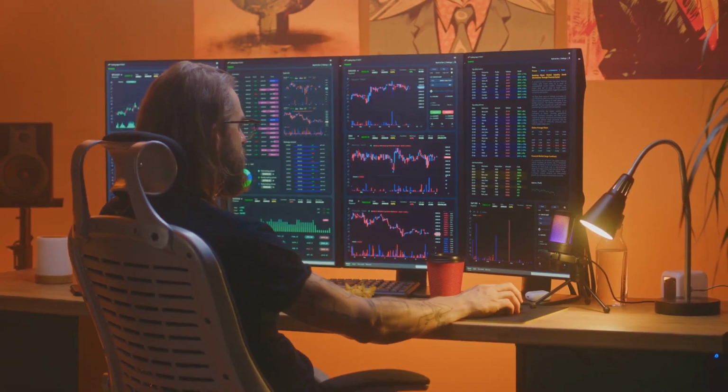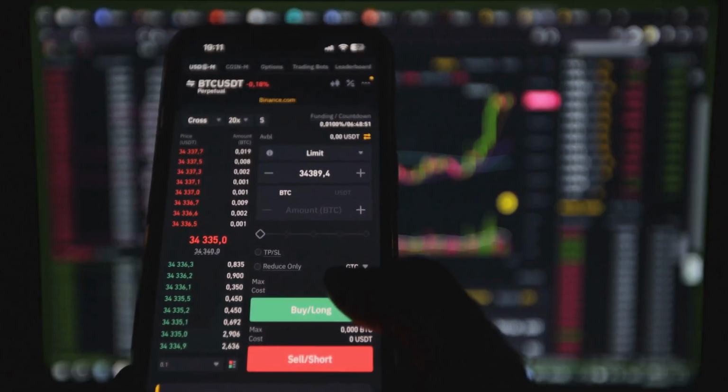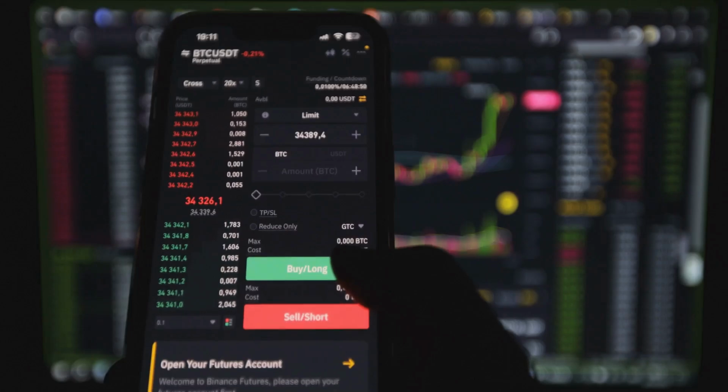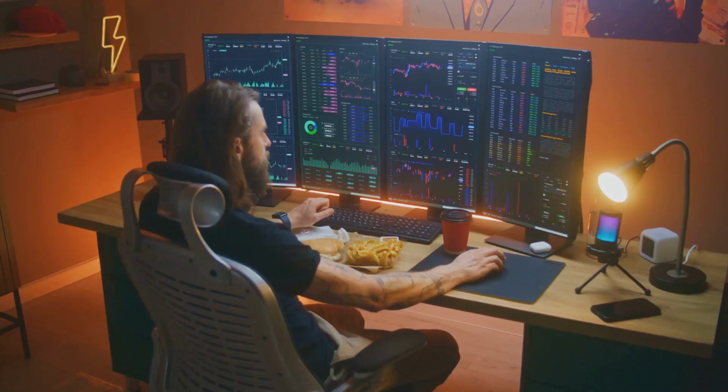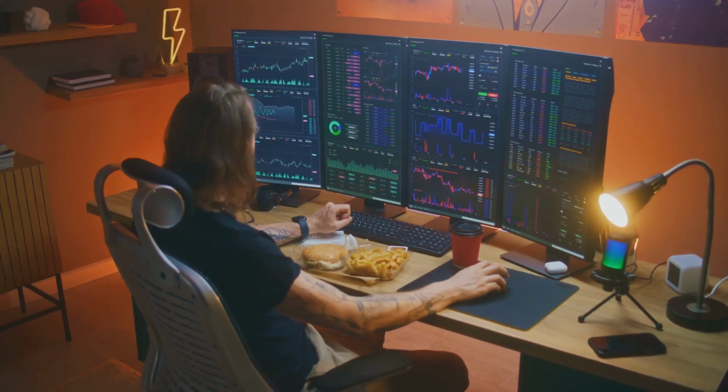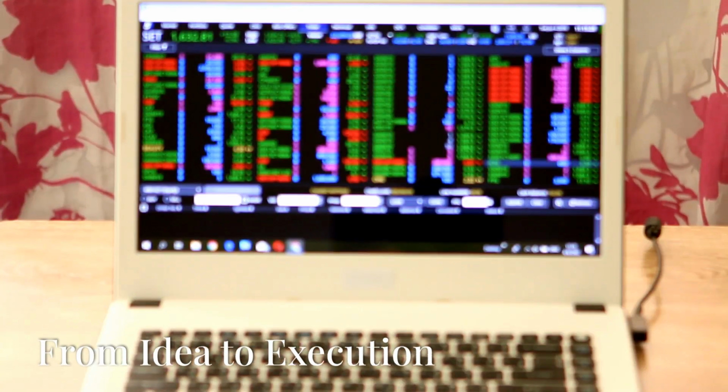Next up, platform usability. You're going to be spending a lot of time staring at charts and analyzing data, so the platform needs to be intuitive and easy to navigate. Finally, make sure the brokerage offers robust tools specifically designed for options trading. These tools can give you a serious edge in the market, so don't settle for anything less.